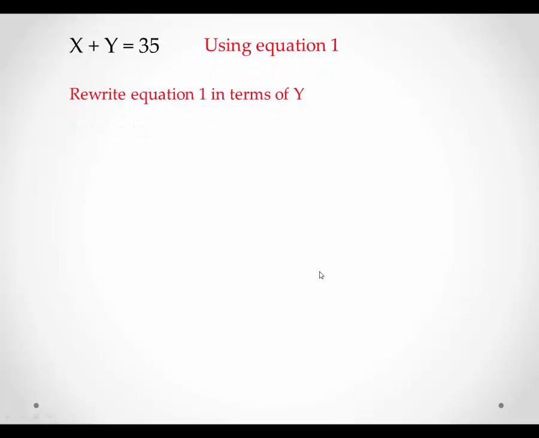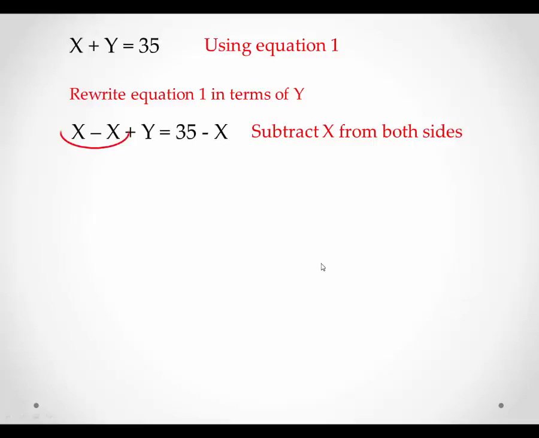Now that we have the first unknown, we will use equation 1 in order to calculate the second unknown. The first thing we're going to do is rewrite equation 1 in terms of y. How do we do that? First, we're going to subtract x from both sides of the equation. In this case, the x on the left will go to 0. So we will have left y equals 35 minus x.